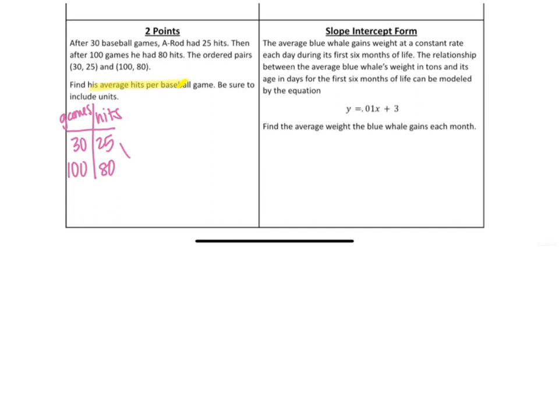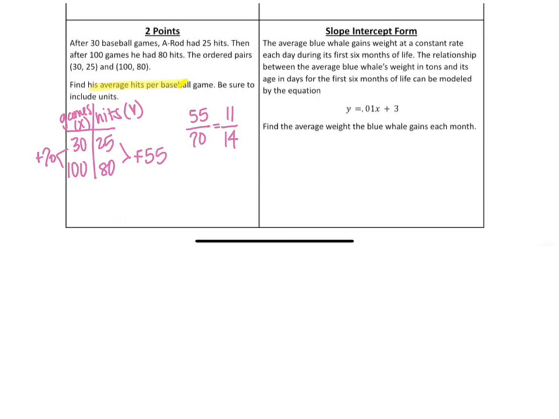So let's now find our change in Y. From 25 to 80, that's an increase in what? 55. And from 30 to 100, that's an increase in 70. I'm going to divide 55 by 70 because it's the change in Y over the change in X. Okay, when I plug that into the calculator, I'm going to get a fraction of 11/14. And what that tells us is he is getting 11 hits every 14 games. Since my Y value was on top and my Y was my hits, my games was my X.